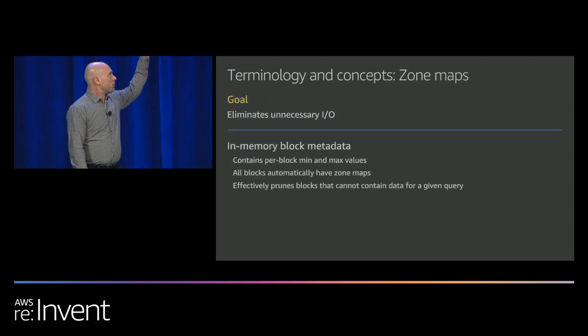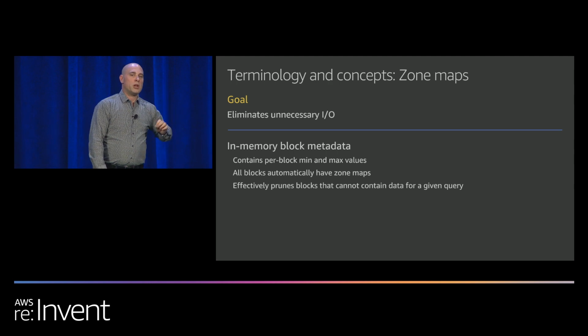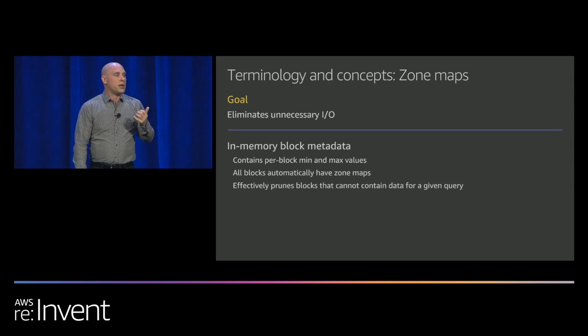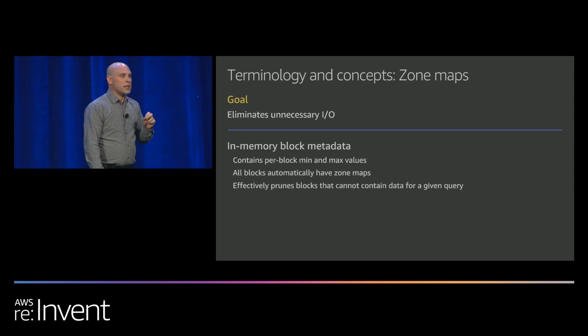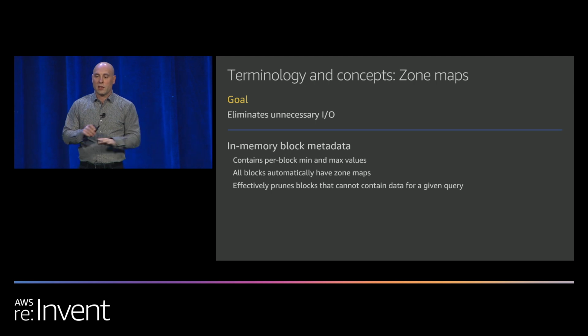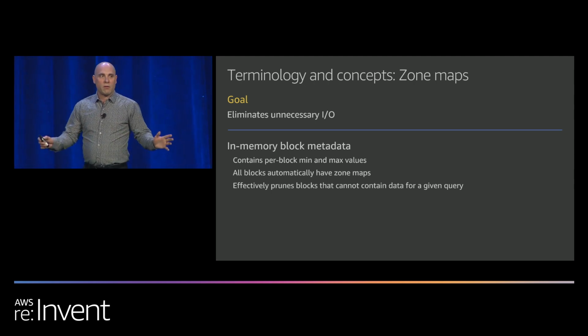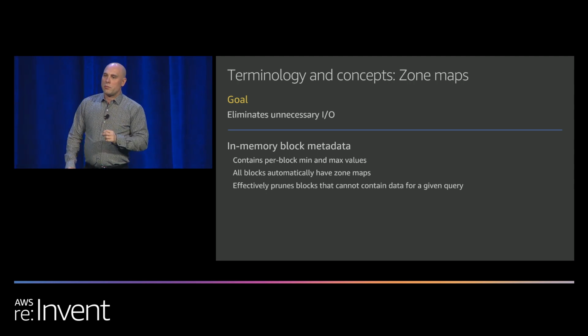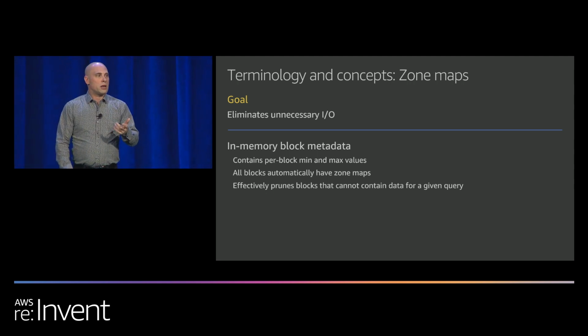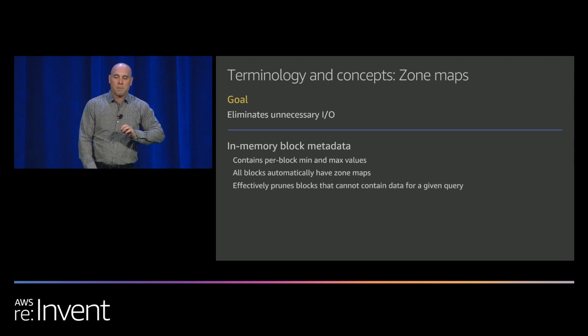So let's introduce you to zone maps. Zone maps are an in-memory data structure in Redshift. What they essentially are is the minimum and maximum values for each block. Redshift automatically keeps track of these. You don't have to do anything. It's more just so that you're aware of it and how Redshift works. We use these zone maps to filter out which blocks we read off disk at query time. So that's the purpose of them.